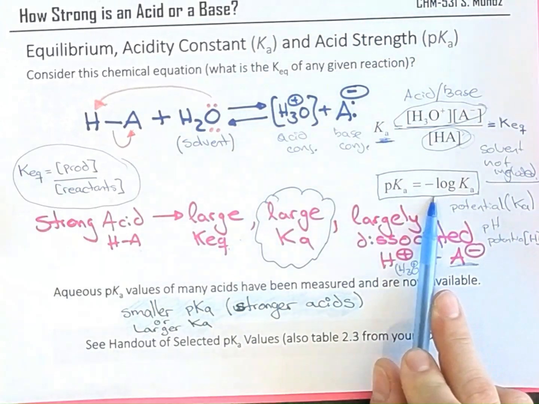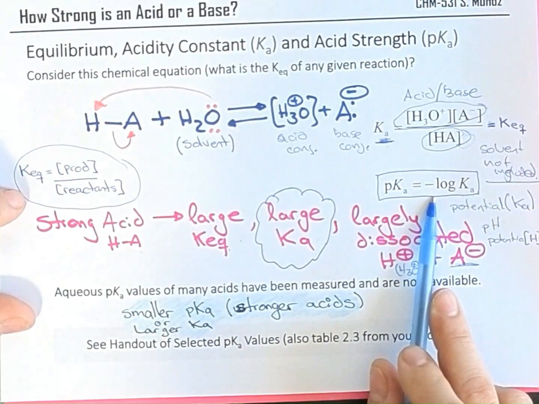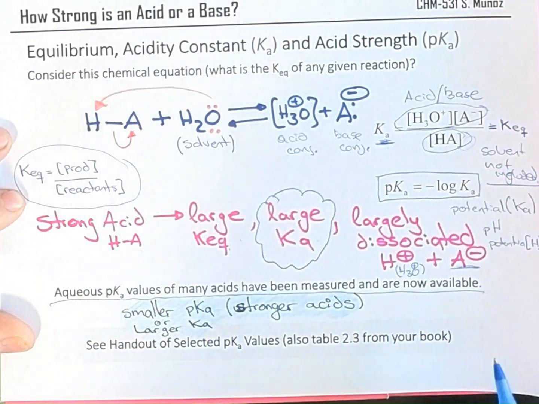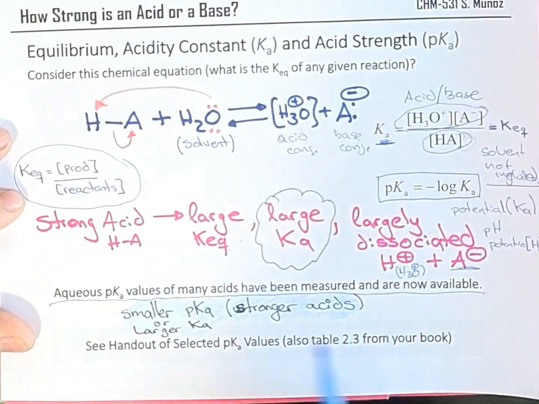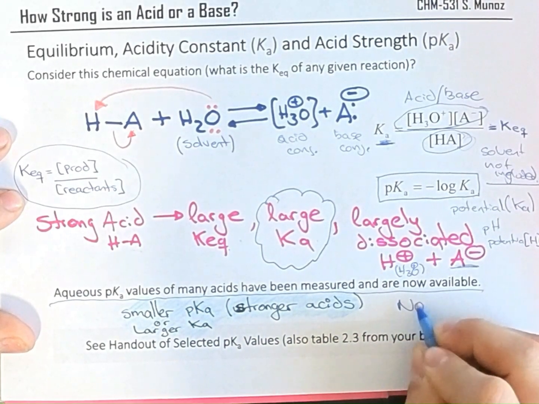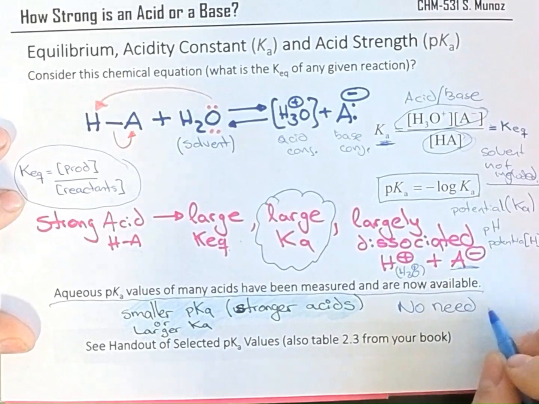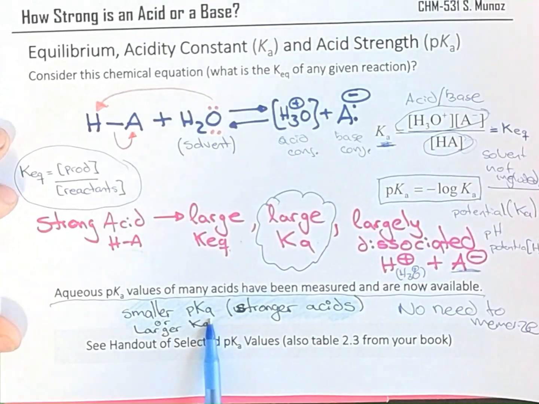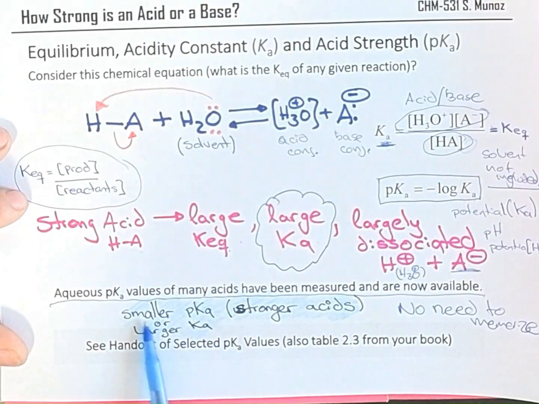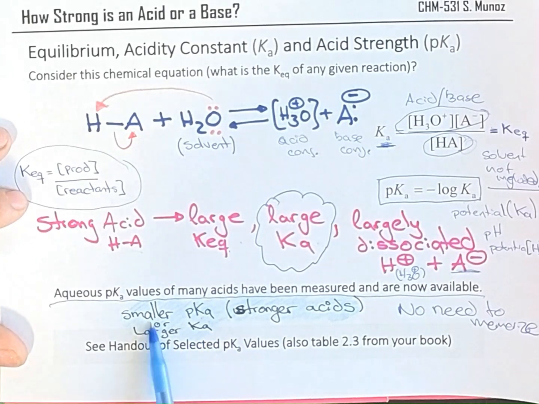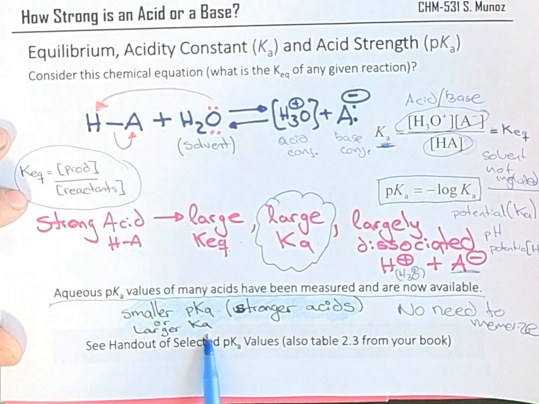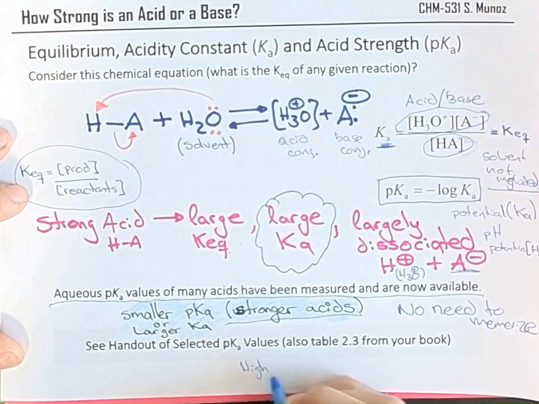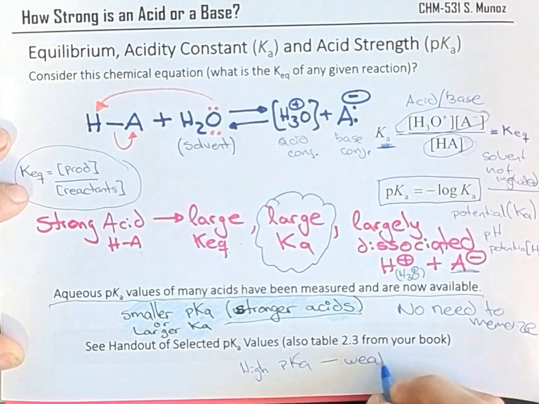In any case, this is only a mathematical expression, which we will see how we can use or implement. There's a lot of values of pKa's that have been already tabulated, and so you don't have to spend any brain power on memorizing anything. You don't have to memorize those values. You will be given those values, but you should recognize the meaning and the implication of what is a small pKa or a large pKa. Small pKa is the same as a large Ka, and that corresponds to a strong acid. And a high pKa means it's a weak acid.